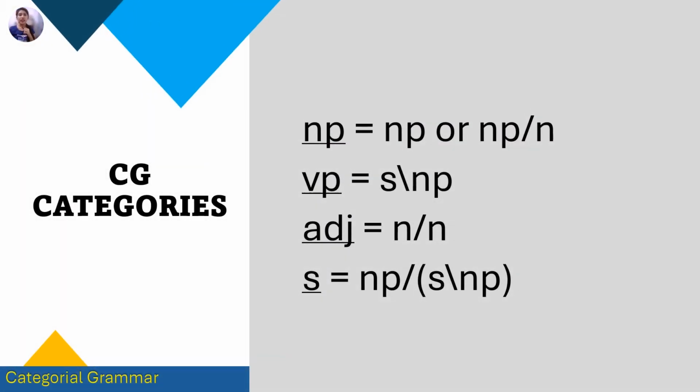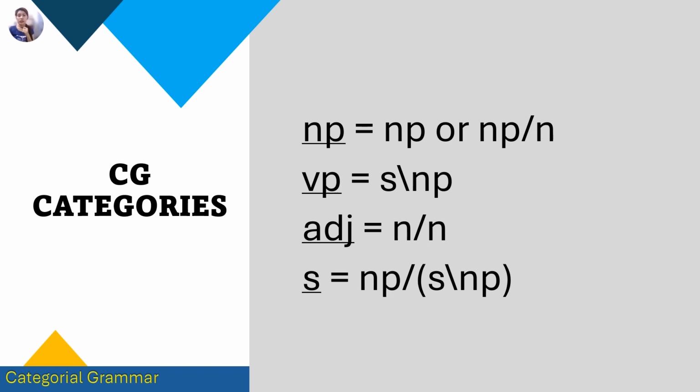Here are some of the categorical representations in categorical grammar. Noun phrase can be represented by NP if the noun phrase is complete, or NP forward slash N if our noun phrase has a determiner. I'll be explaining this further later. In verb phrase, instead of using VP, we will use S or sentence backslash NP.